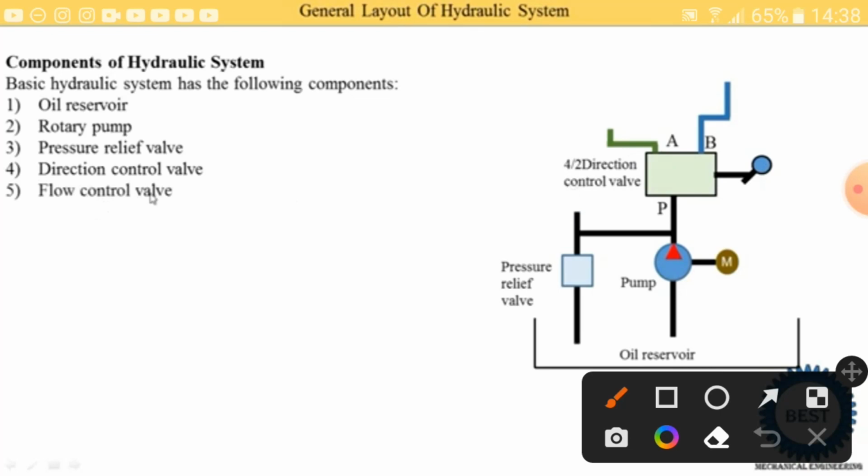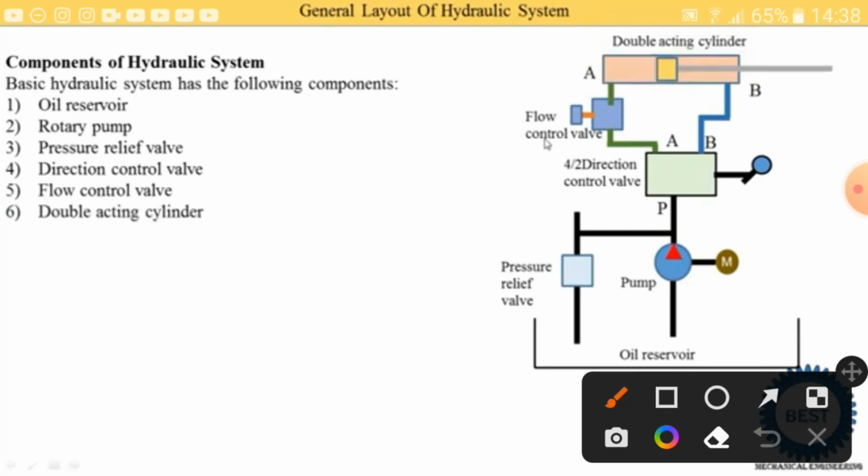Next is the flow control valve. The flow control valve is provided here. The next component is the double acting cylinder. Here you see the double acting cylinder. Why is its name double acting? Because inside the cylinder, this yellow component is the piston, and the oil is supplied to both sides of the piston. That's why it is called a double acting cylinder. So oil is supplied to either the A side or the B side, or it is supplied on both sides.